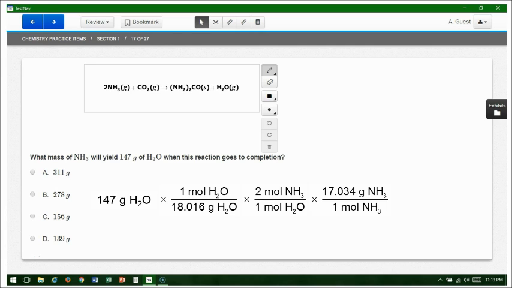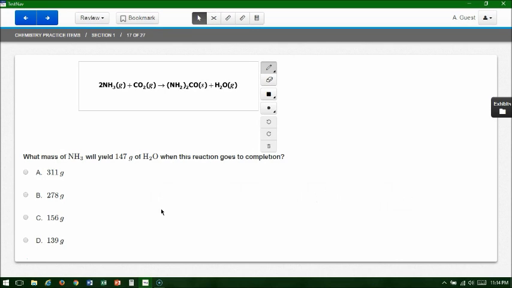So 147 divided by 18.016 times 2 times 17.034, that gives us 278 grams of NH3. So the correct answer is B, 278 grams.